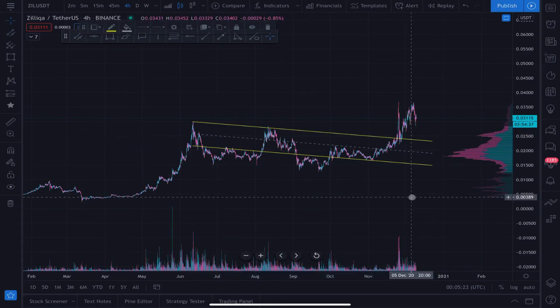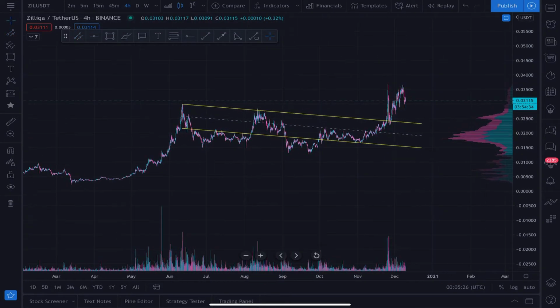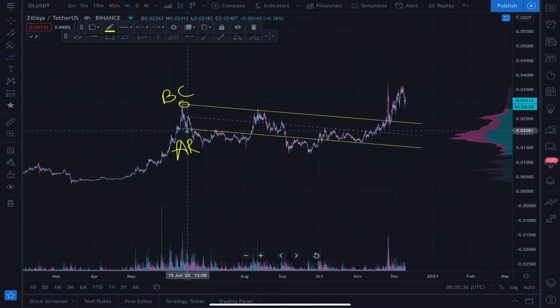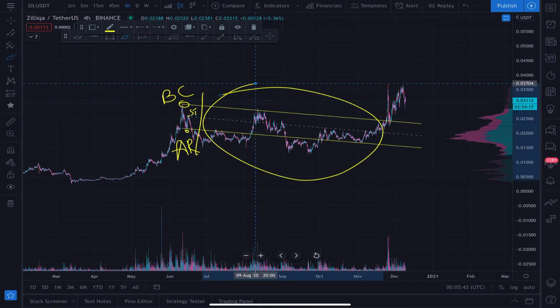All right, so let's take a look at what is going on here. So we have our buyer's climax right here, okay? Buyer's climax, automatic reaction, secondary test right here. That signifies phase A. So phase A is complete. Now we are in phase B, okay?